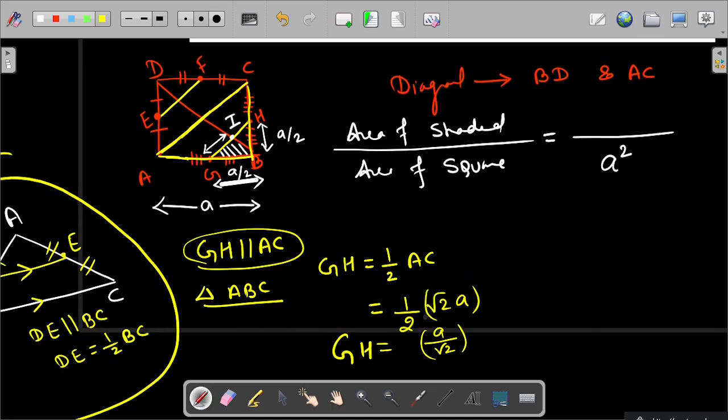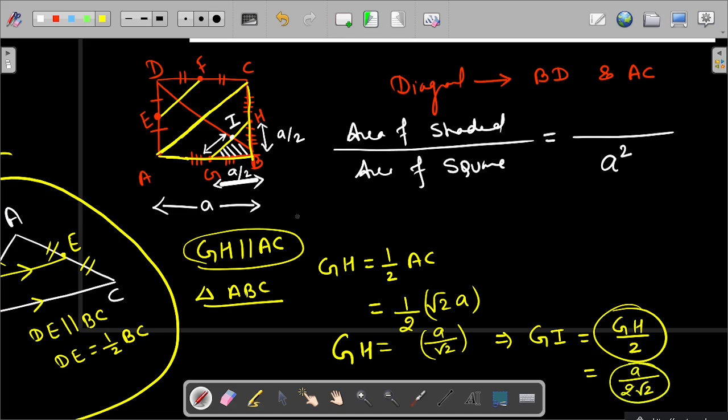So now if we have GH, we can find GI as well. Everything is symmetrical here, so GI should be half of GH. Can we say this? If you want, you can prove it also with the congruency condition. Otherwise, if you understand that everything is going to be symmetrical here, a square is symmetrical everywhere, right? And all lines are symmetrical. So by assuming this symmetry, I am writing directly GI equals GH upon 2. Otherwise, if you say, I can prove it also. So GI should be equal to a upon 2 root 2.